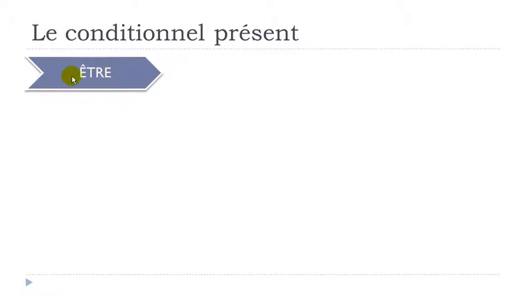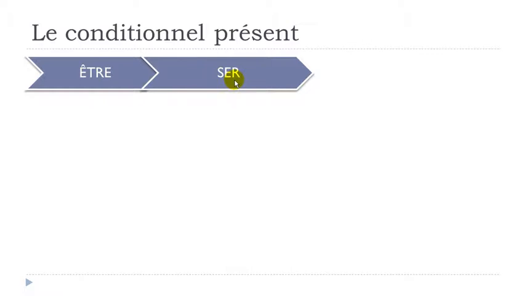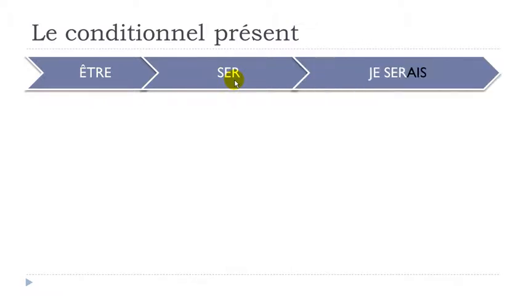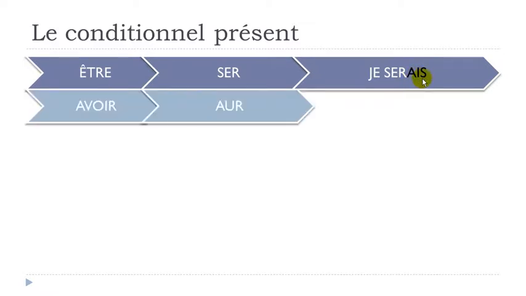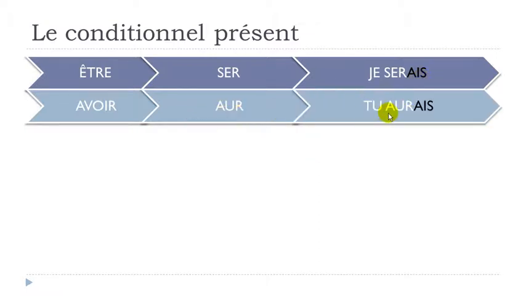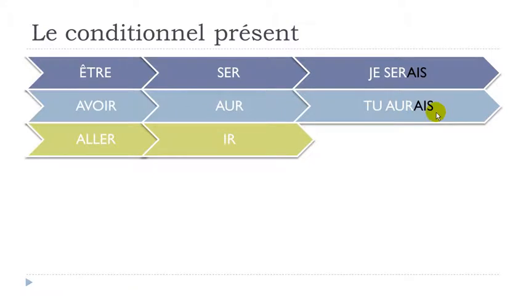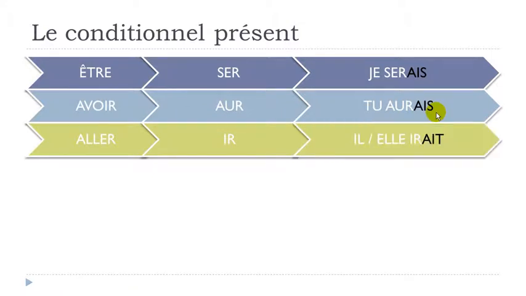So être will become ser. All right? And then after that, you will have to put the endings. Je serais. All right? So you will keep this ser all the time for your conjugation, and after that, you will add all the endings that we saw. Avoir will become aur. Same thing here. After that, you will add all the endings. So, tu aurais. Aller will become ir. And you'll get il irait, elle irait.